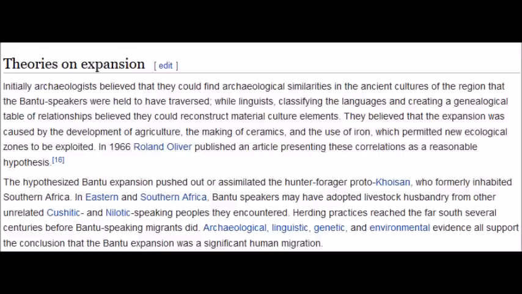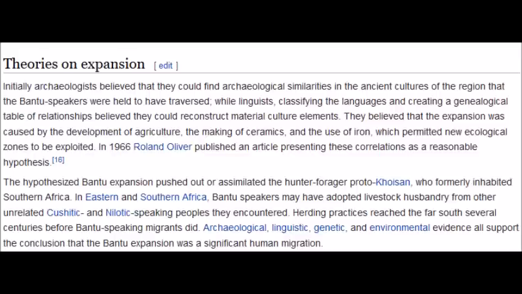The hypothesized Bantu expansion pushed out or assimilated the hunter-forager Proto-Khoisan who formerly inhabited southern Africa. In eastern and southern Africa, Bantu speakers may have adopted livestock husbandry from other unrelated Cushitic or Nilotic speaking peoples they encountered. Herding practices reached the far south several centuries before Bantu speaking migrants did. Archaeological, linguistic, genetic, and environmental evidence all support the conclusion that the Bantu expansion was a significant human migration.